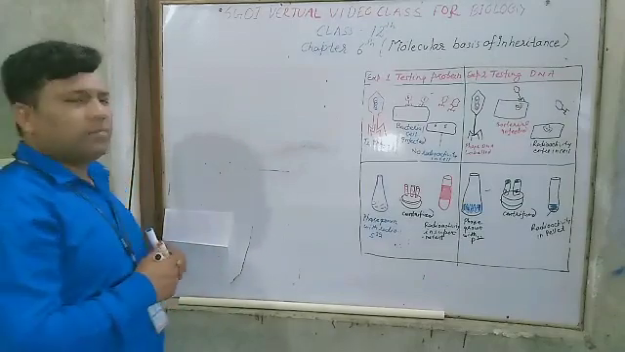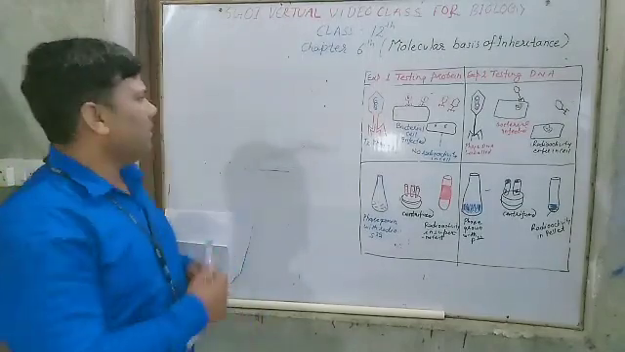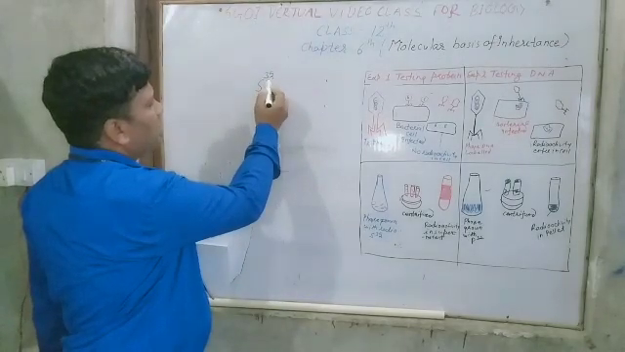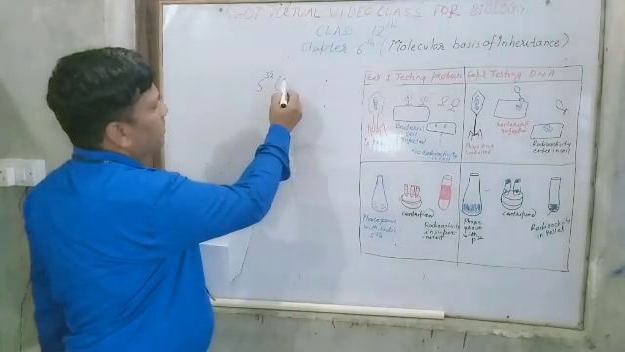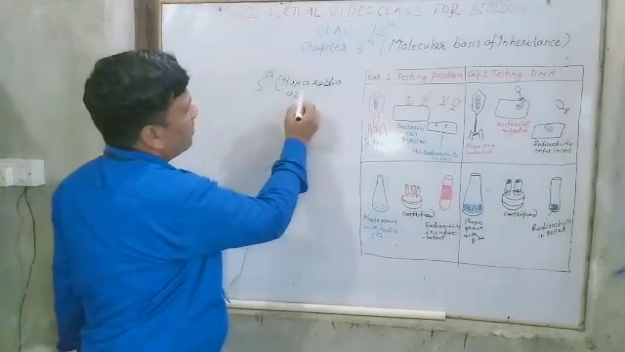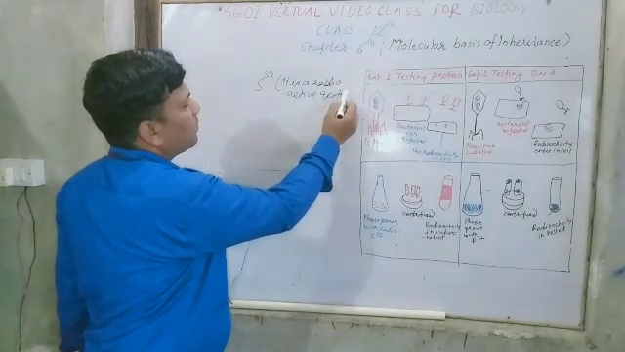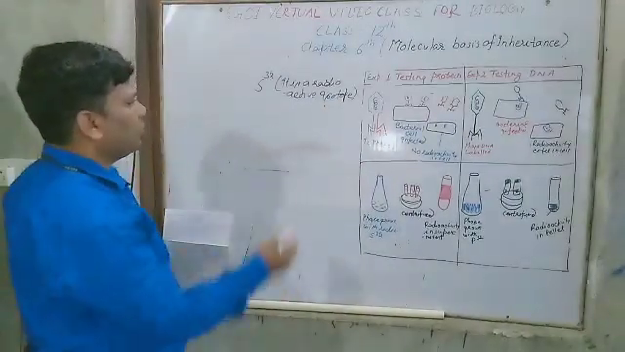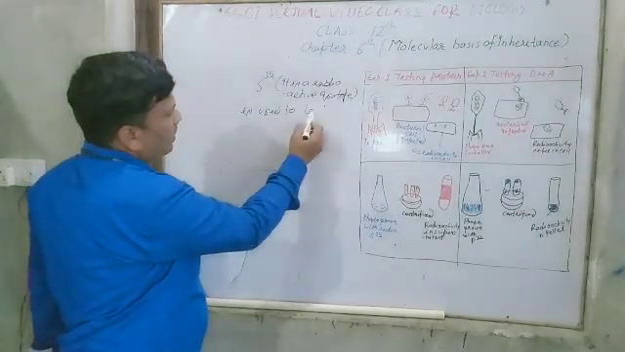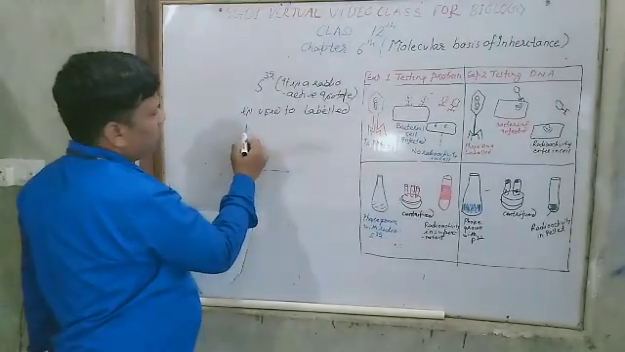The first culture of Escherichia coli is grown in sulfur 35. It is a radioactive isotope, which is used to label the protein.